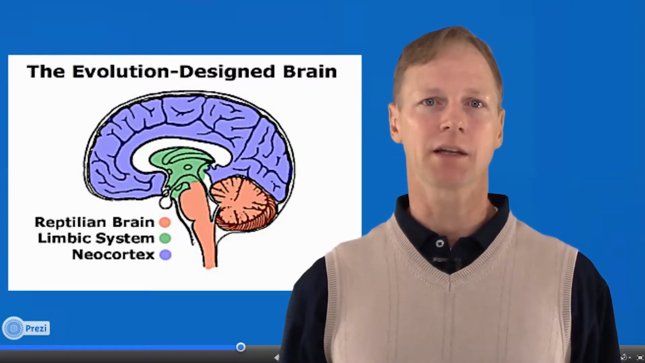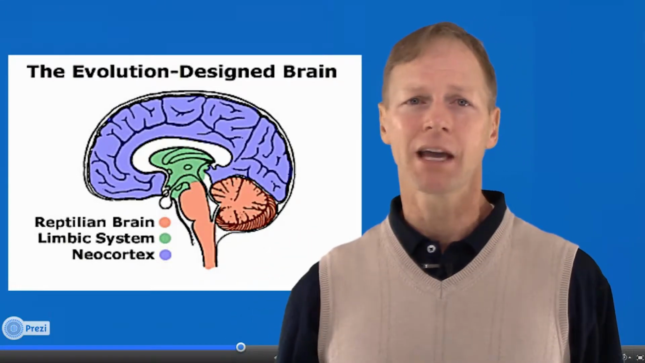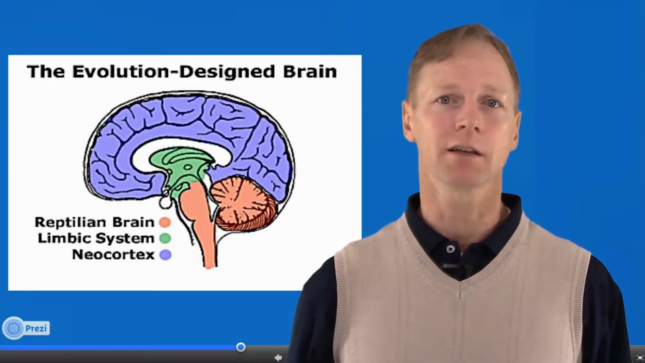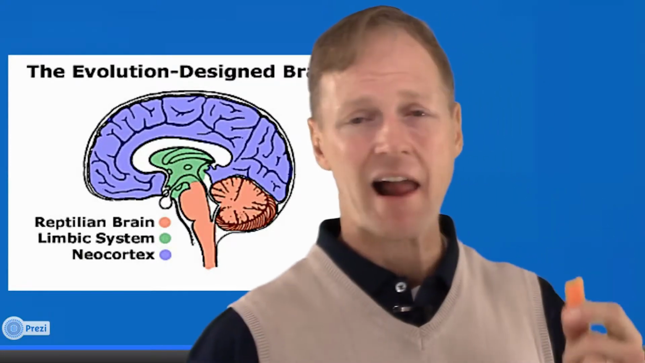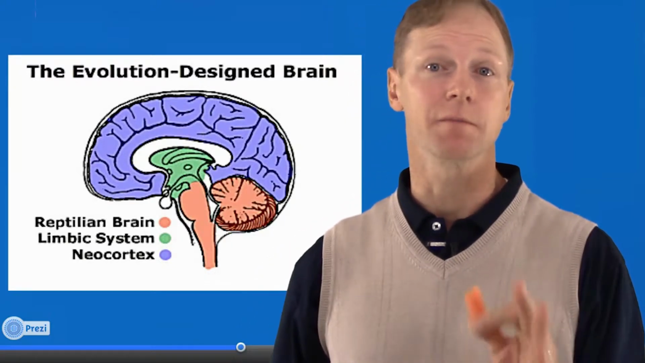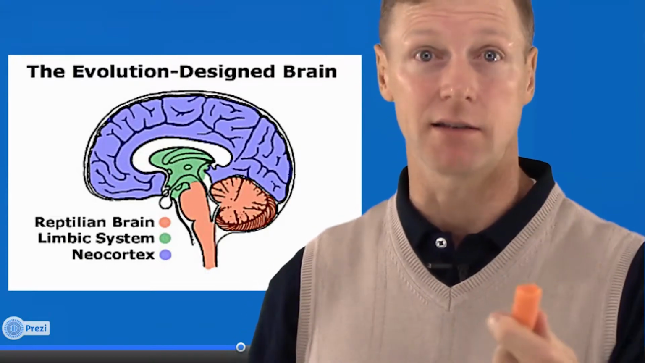The paleomammalian complex, or what is oftentimes called the limbic system, plays a big role in emotion, behavior, and motivation. For example, my limbic system is largely involved in telling me I'm hungry. I love me some carrots. The limbic system is also involved in the formation of memories. Thus, I will be able to remember tomorrow that I love me some carrots.